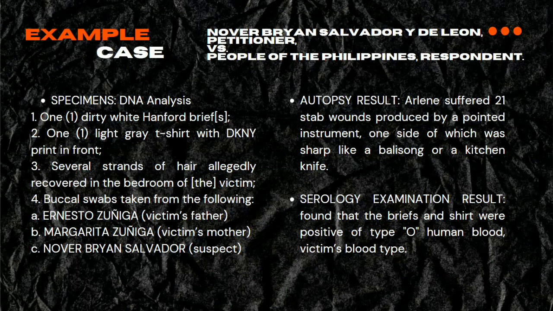The autopsy was conducted by Dr. Noel Minay, who was the medico-legal officer of the NBI at that time. According to his report, Arlene suffered 21 stab wounds produced by a pointed instrument, one side of which was sharp, like a balisong or a kitchen knife. And a serology examination found that the briefs and the shirt were positive for type O human blood, which is similar to the victim's blood type.